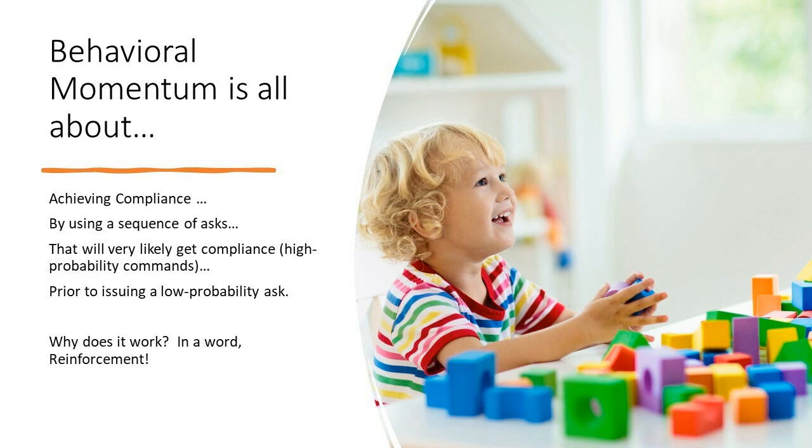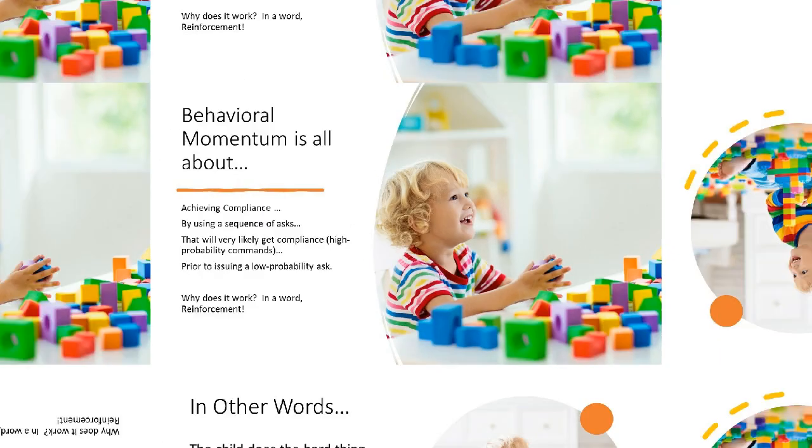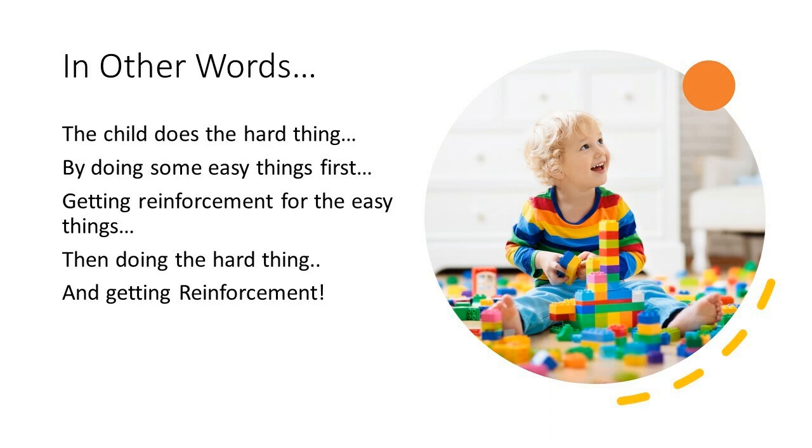And why does this work? It works in a word, reinforcement. So let's break it down in other words. The child does the hard thing because by doing some easy things first, getting reinforcement for the easy things, then doing the hard thing and getting reinforcement for that hard thing. I love breaking it down this way, right? Because ultimately that's what behavioral momentum is all about. It's all about reinforcing all of those small, easy things that they do normally, and then getting to that point of that hard thing that they don't want to do.